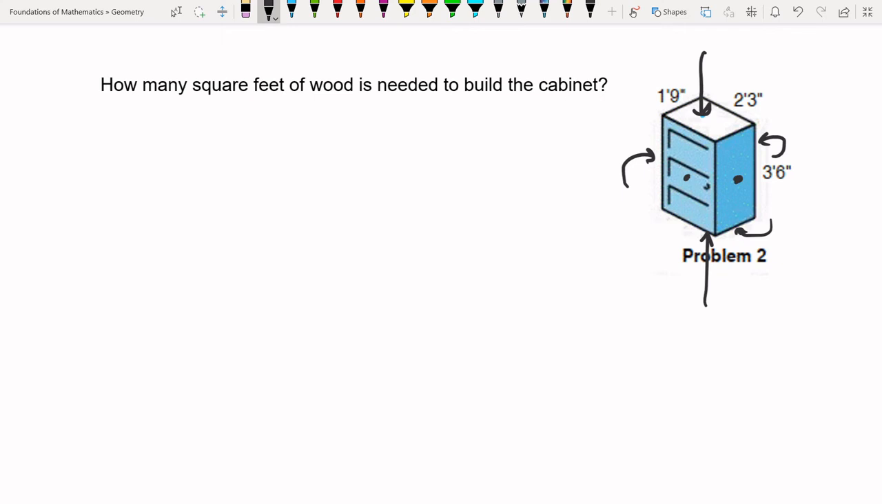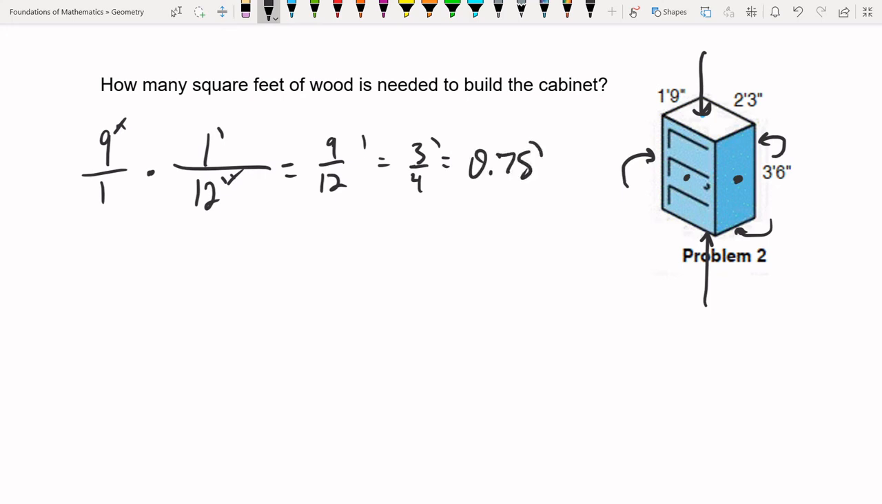So what's the top measurement? The top measurement is 1 foot 9 inches. We really want a single measurement here, so I'm going to change this to just feet. 9 inches, and write that over 1 as 12 inches to 1 foot. So those units cancel, and we get 9/12 of a foot, which is 3/4 or 0.75 feet. So 1 foot 9 inches is 1.75 feet.